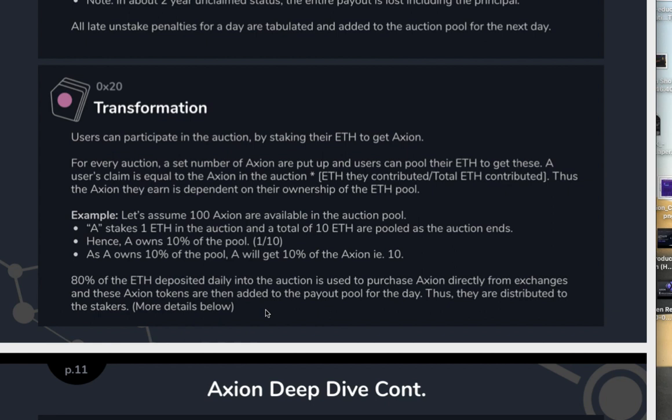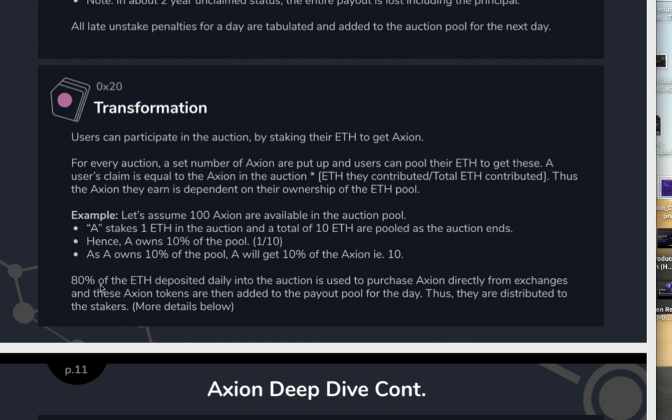Alright. So example, let's assume 100 Axion are available in the auction pool. Person A stakes 1 ETH in the auction, and the total of 10 ETH are pulled as the auction ends, so they've got 10%. As the owner of 10% of the pool, person A will get 10% of the Axion, 10.